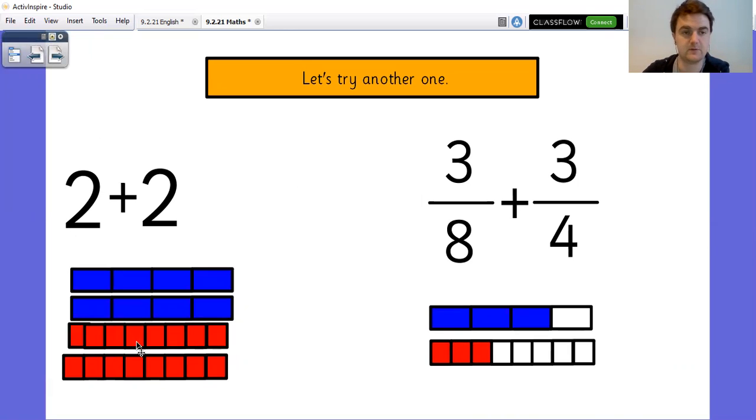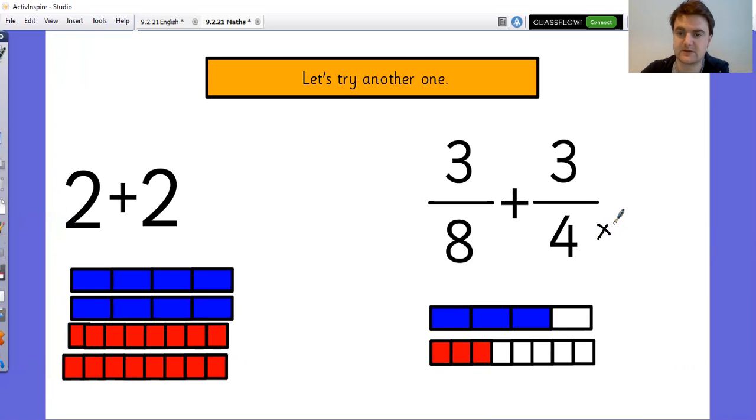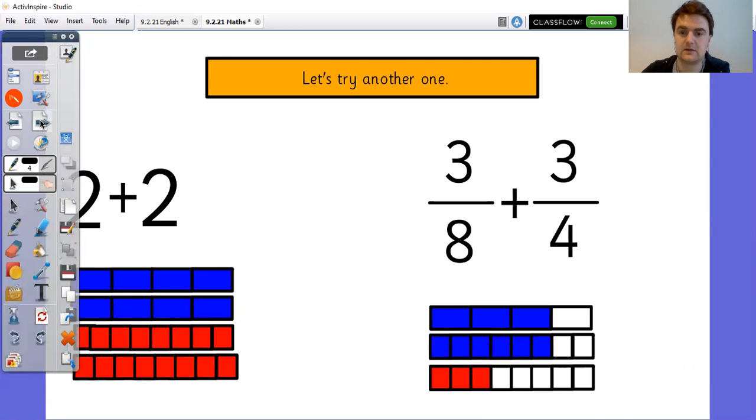2 add 2 I know is 4, so I can leave that for now and I can come back to that towards the end. 3/8 plus 3/4 I can't do yet because the denominators aren't the same, which means that I need to find the lowest common multiple. Now I know that 4 times 2 is 8, so I'm going to use 8 as my lowest common multiple. If I have to times the denominator by 2, I also have to times the numerator by 2, which means that the equivalent is 6/8.